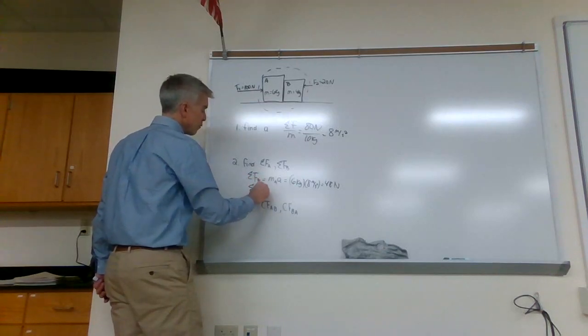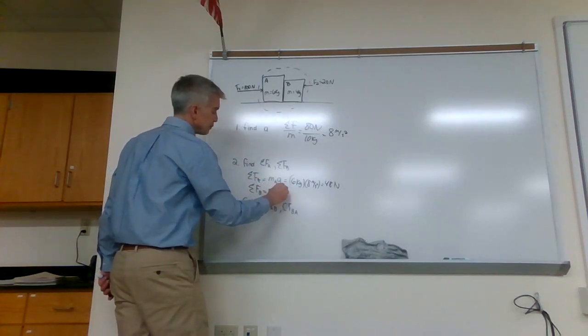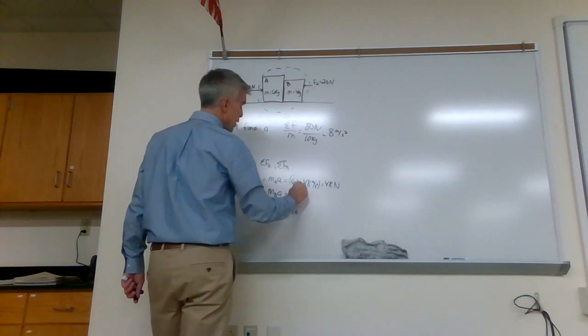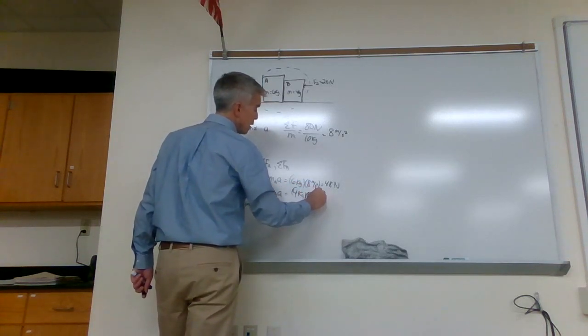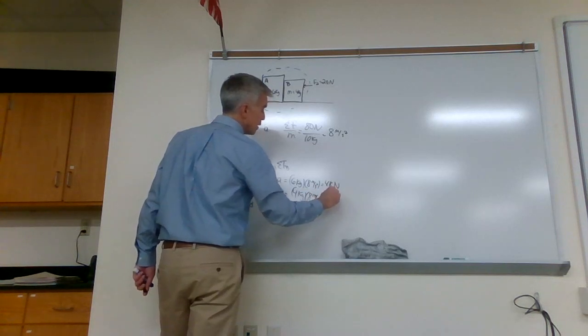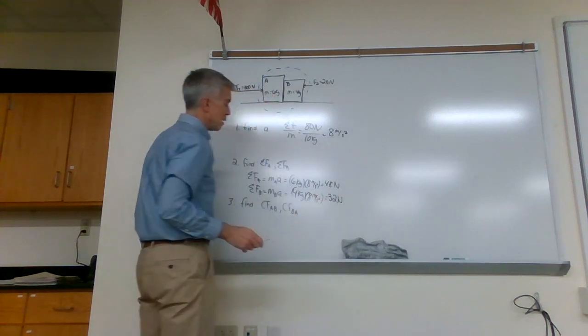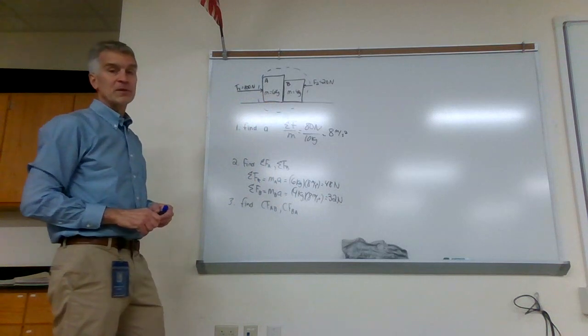We're going to do the same thing for block B. So block B has a mass of 4 kilograms. It's also accelerating at 8 meters per second squared. So there's a net force on block B of 32 newtons.